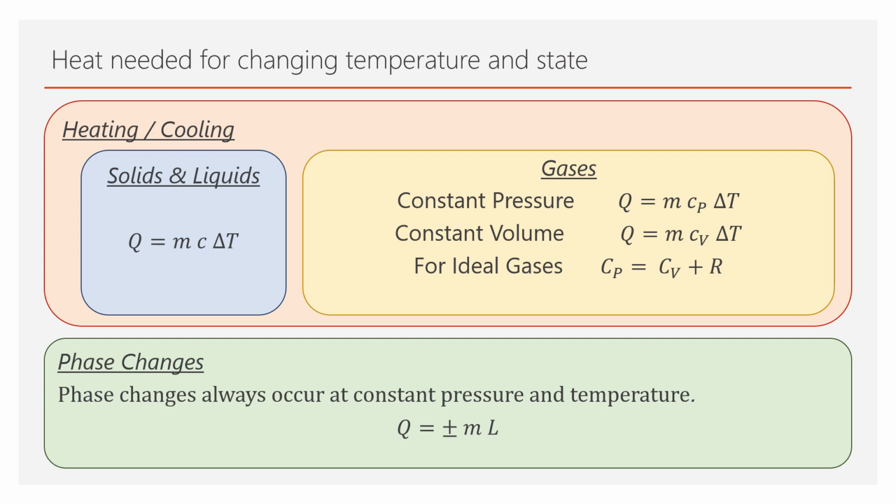To change the intermolecular forces that determine the phase of matter, a significant amount of heat is needed and is simply proportional to the object's mass. The proportionality constant, L, is the latent heat, and there are different latent heats for different phase changes. For example, the latent heat of melting or fusion is for the solid-liquid transition, and the latent heat of vaporization is used to vaporize a liquid.